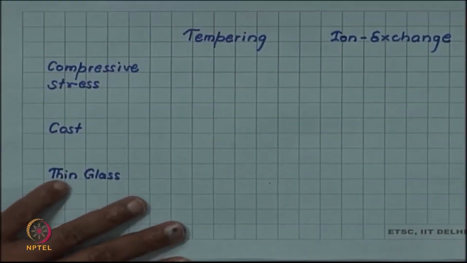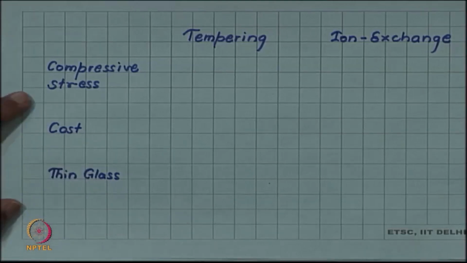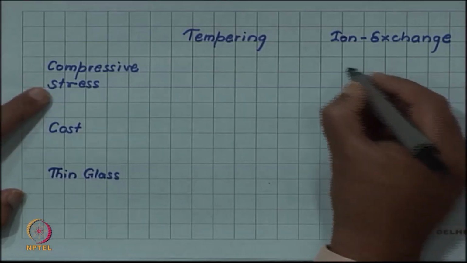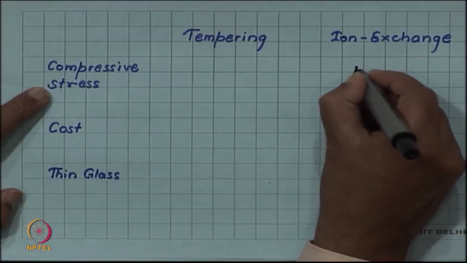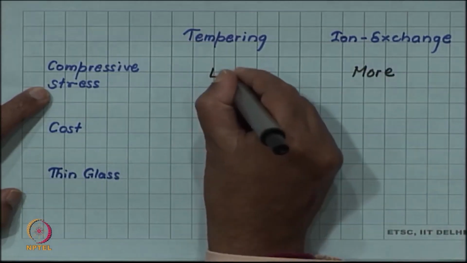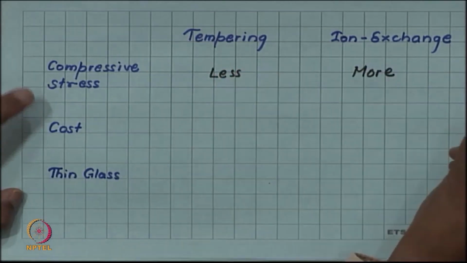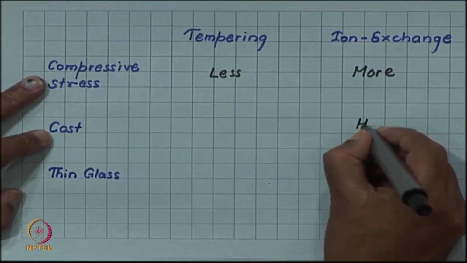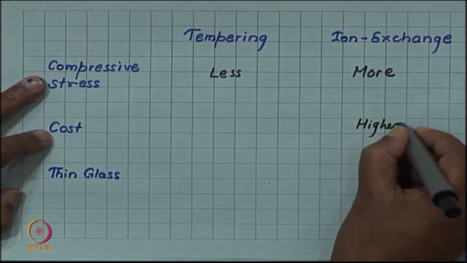Let us have a comparison between the two processes which we discussed, the tempering and ion exchange. The compressive stress developed in ion exchange method is more than in the tempering method, but the cost is also higher for ion exchange method.